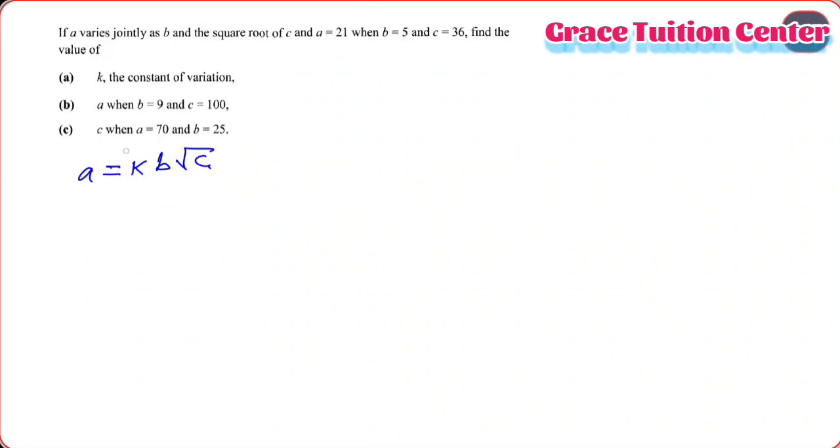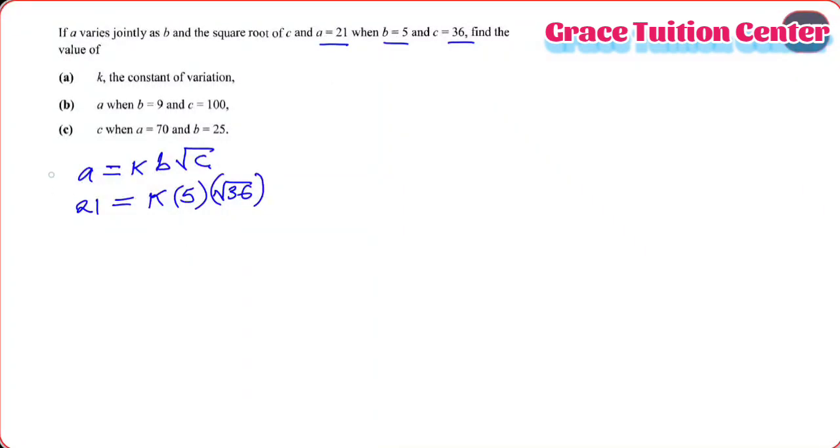So joint variation is similar to direct variation. You don't have to put anything down there. It just goes in a line like that. So to get the value of k, we'll have to use the 21, the 5, and the 36 in our question there. So where there's a, we put 21. So to get our k, we say a, which is 21, is equal to k. Where there's b, we put 5, and there we have the square root of c, and c is what? 36. So we put that in brackets.